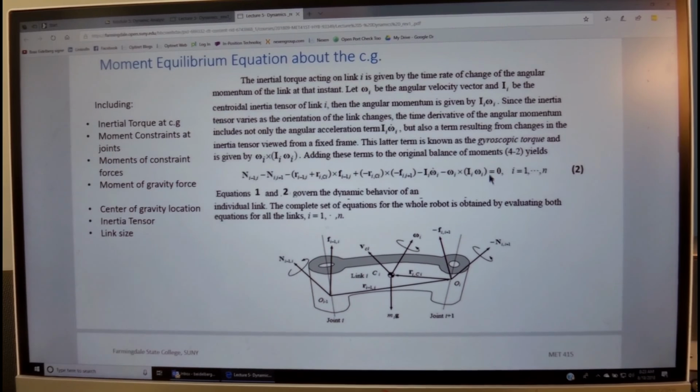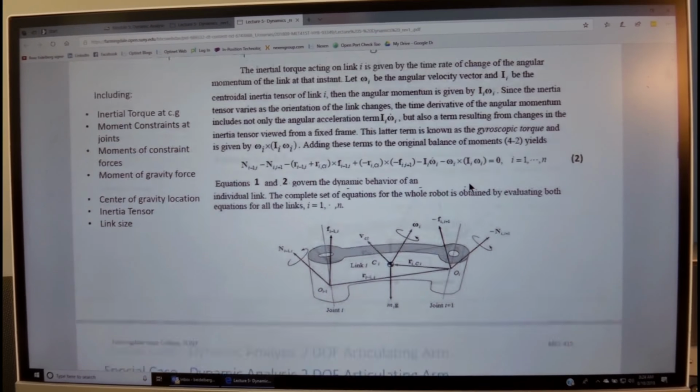And this is an element that many times is overlooked, but it is similar in a way to the Coriolis acceleration that we saw in a linear formulation, in a kinematic linear formulation. Depending on the coordinate system that we use, it may pop up. Many times it's cancelled when we choose the right element of the moment of inertia.